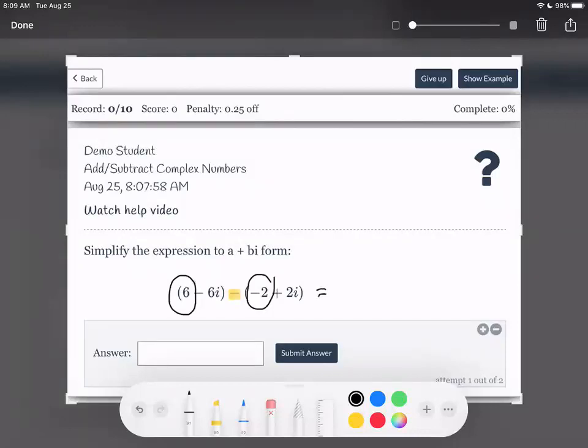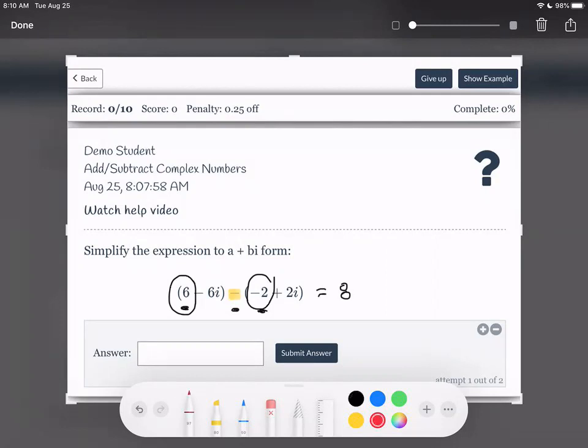Okay, so we have +6 minus a -2. So we're subtracting the -2. Remember, when you subtract a negative, that's the same thing as adding. So we really have 6 plus 2 over here. 6 plus 2 gives us 8.